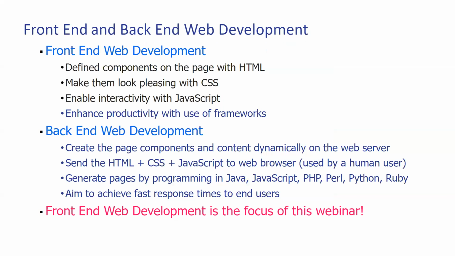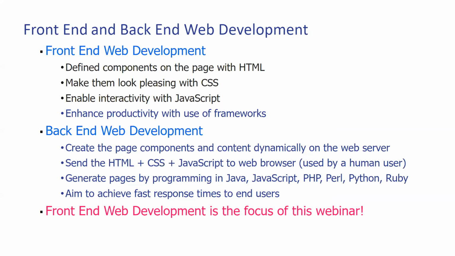So here is some clarification about front-end and back-end web development. We are talking about web development in this series. A web developer can be a front-end developer, a back-end developer, or a full stack developer. Front-end web development defines the components on the page with HTML, makes them look pleasing with CSS, enables interactivity with JavaScript, and enhances productivity with the use of frameworks.